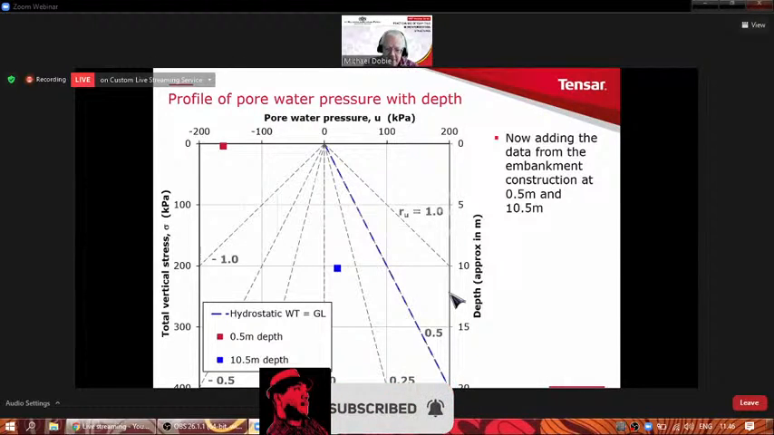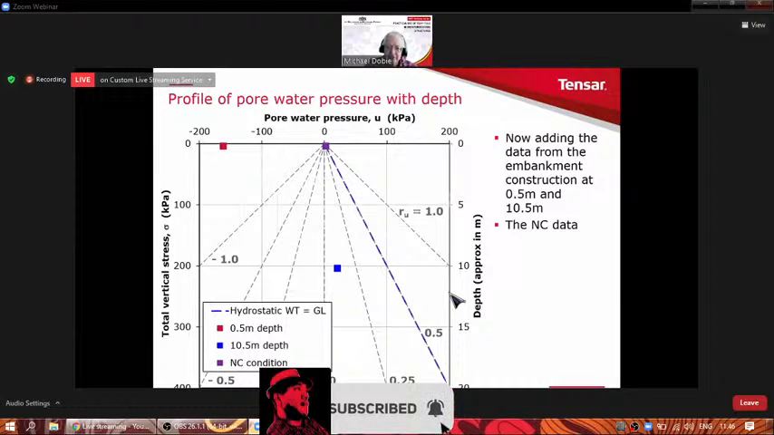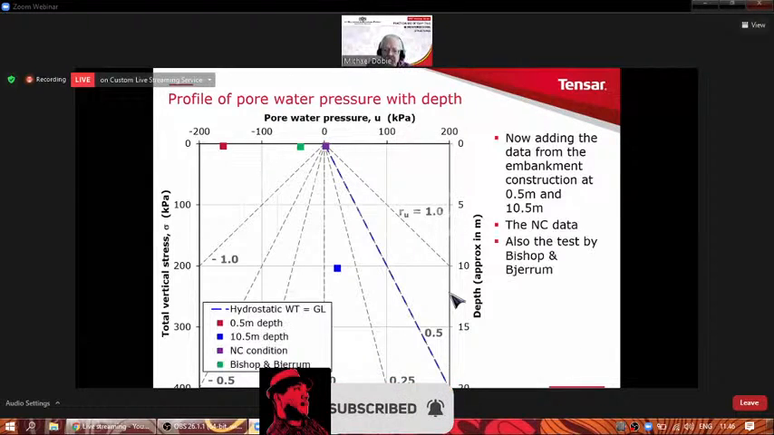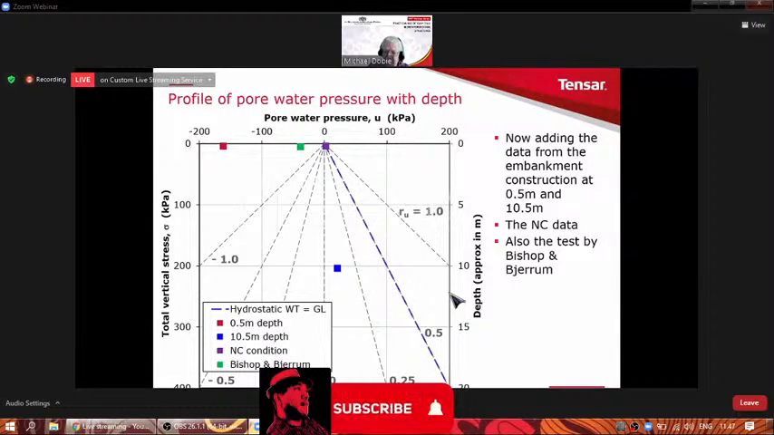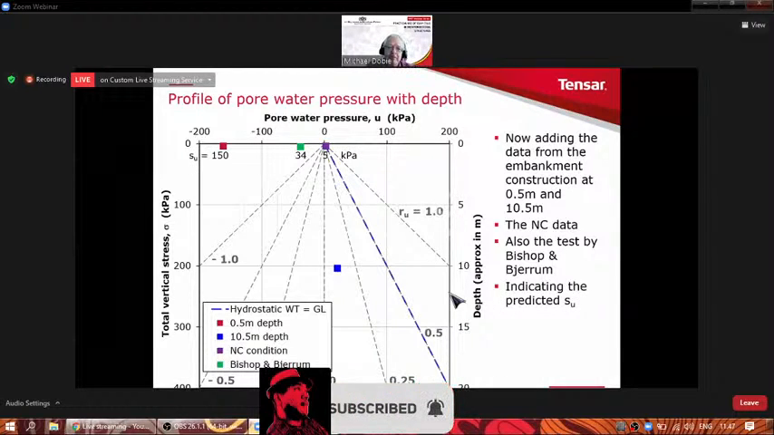As we calculated just now. I can also add my original calculation where I calculated that very low undrained shear strength. That's the purple dot up there near the 0. And I can also add the data from the Bishop and Bjerrum test, which is the green dot. I can also add to this diagram the undrained shear strength that's applying in each of those cases.